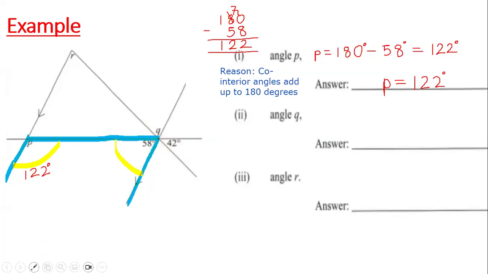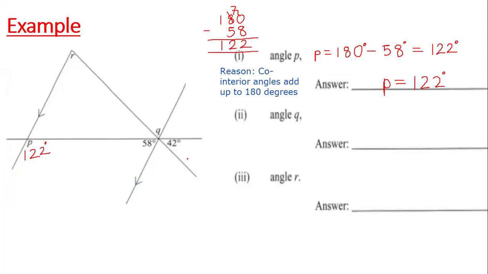180? No, I know. It's vertically opposite to 58. No. 58 and 42? No, 40. Or 58 plus 42, and the answer would probably be 180 minus 58 plus 42. Who's speaking? Savannah. Tell me your way.